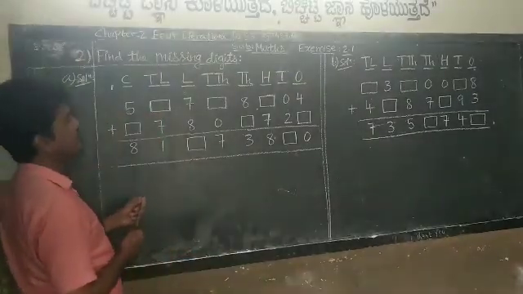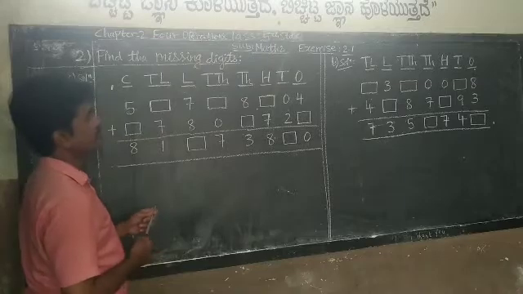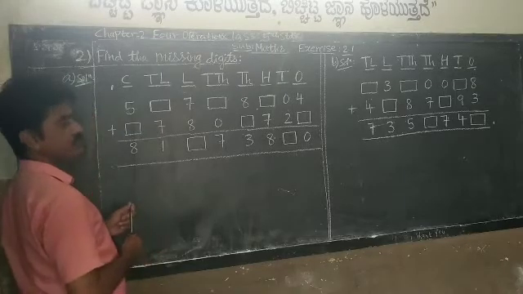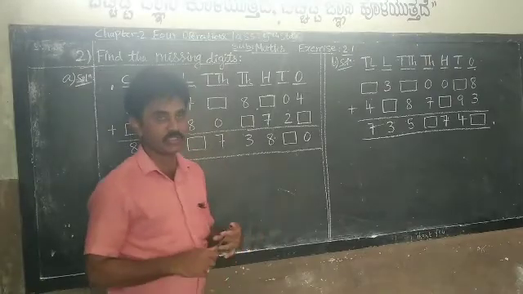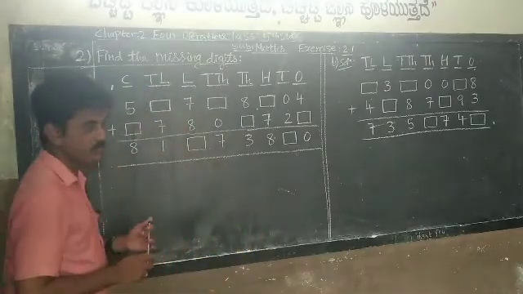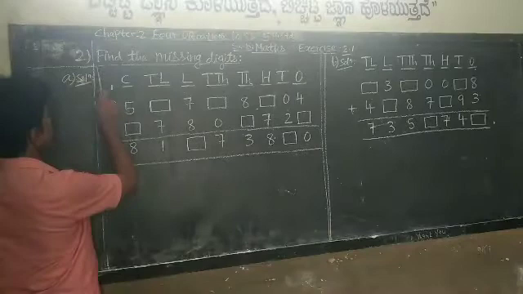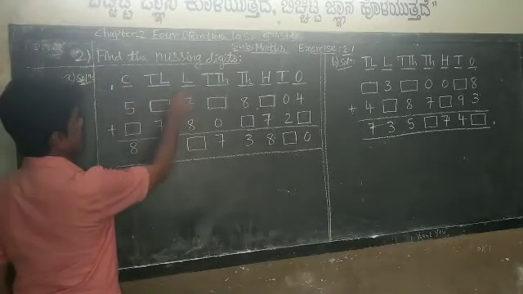Your second chapter, 4 operations. Exercise 2.1. First main question we have done in the last class. Today we are doing second main question. Understood? In second main question, what is the question? Second main question: find the missing digits.